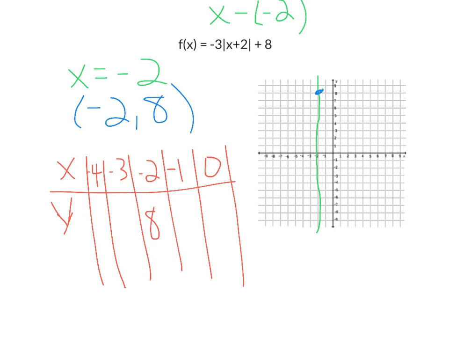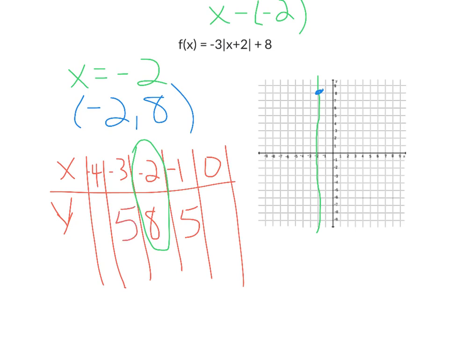Now if I plug in negative 1 into my function, I have the absolute value of negative 1 plus 2, which is 1. Absolute value of 1 is 1. Times negative 3 is negative 3, plus 8 is 5. Since my axis of symmetry is right here in the center, I know that my input negative 3 will also give me an output of 5.